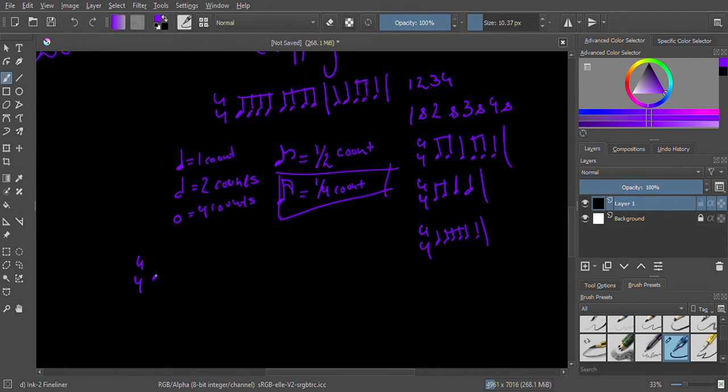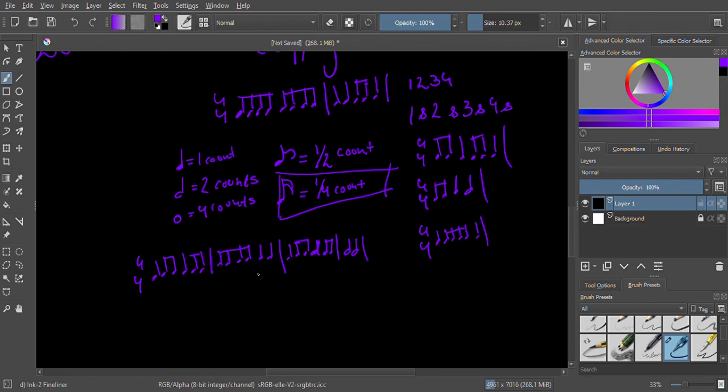So let me write out something interesting then. So, a 4-bar rhythm here, lovely. I encourage you to pause the video and try it yourself. Assuming you paused, I'm going to play it now.